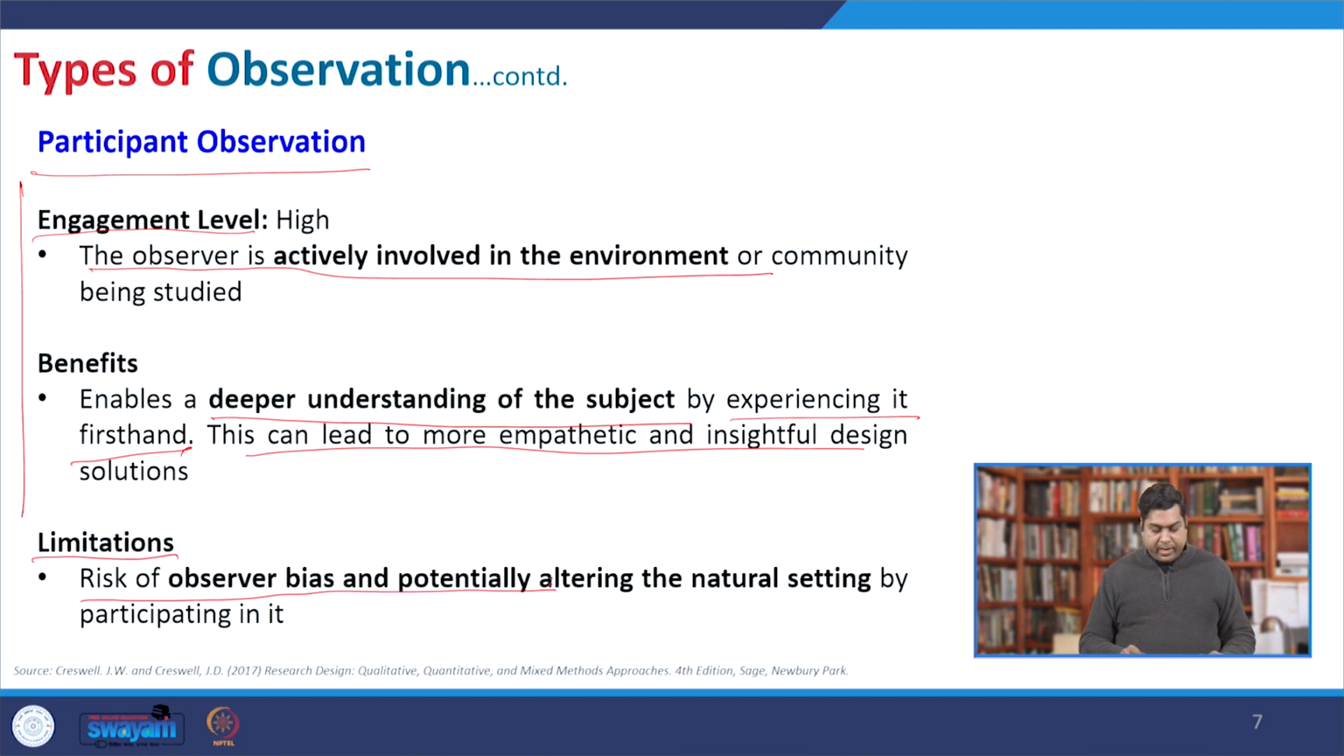Risks of observer bias and potential altering of the natural setting by participating in it. For example, when we are participating, we know that this particular activity is wrong or this is probably right. Maybe unknowingly I prompt it, because now I am part of the community being studied, and I say that this is probably wrong, you should not do it, or you should do it. So then you may not be able to collect the naturalistic actions or activities that we intend to as researchers.